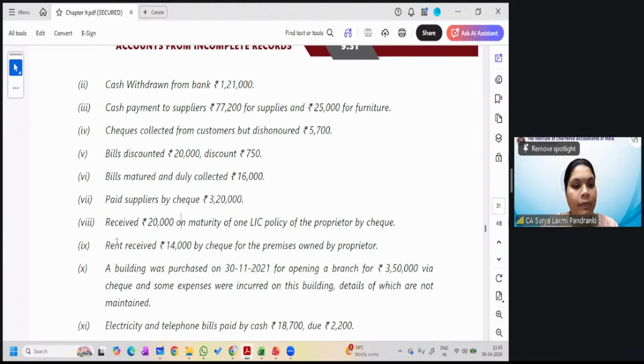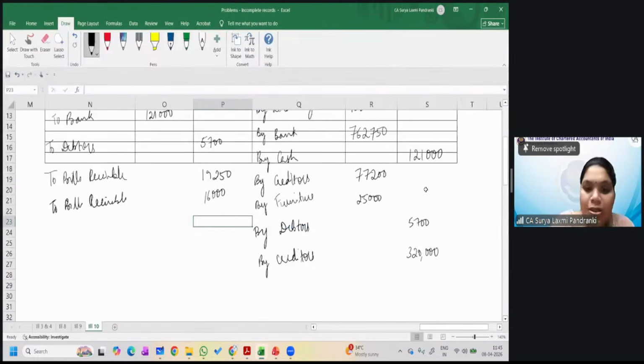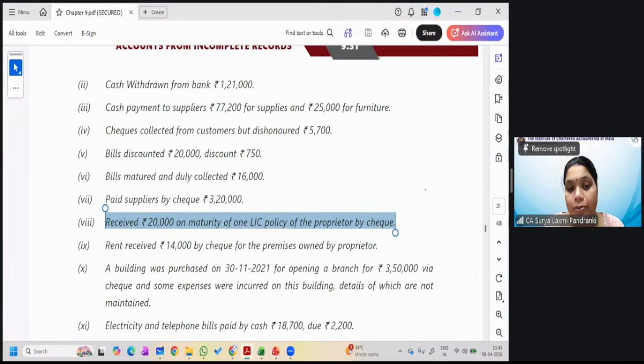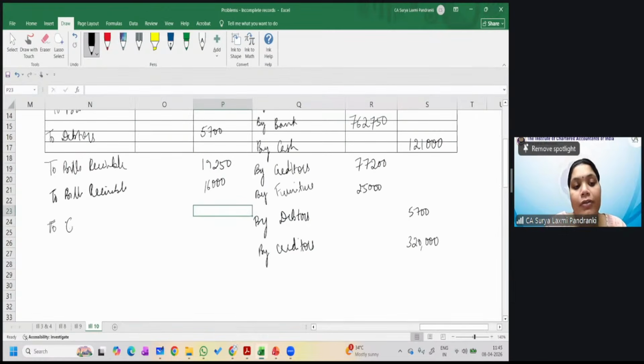Then we have received 20,000 on maturity. Now, does this go to the debit or credit of the cash account? Debit, because it is received only. So you will have to write, like I told you before, it is an additional capital introduced. So let us take it to capital account. Ma'am, its second effect will be in the balance sheet, on the capital account; it will be added to the capital account in your balance sheet. Yes.